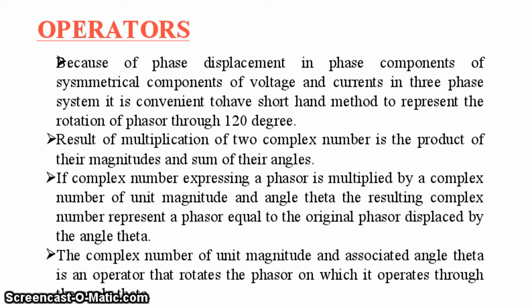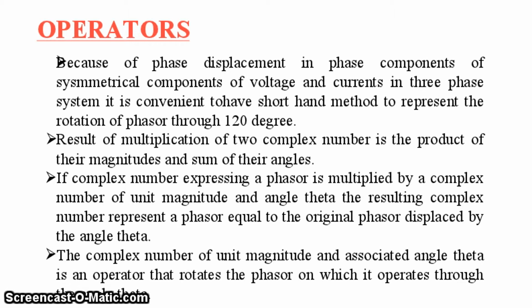We know that any unbalanced phasor can be represented as a sum of the sequence components. Now, in order to understand this, first we should know about operators. We do know that the phase components of symmetrical voltages and currents in a three-phase system have certain phase displacement. It is very convenient to have a shorthand method which can be used to represent the rotation of a phasor through 120 degrees.